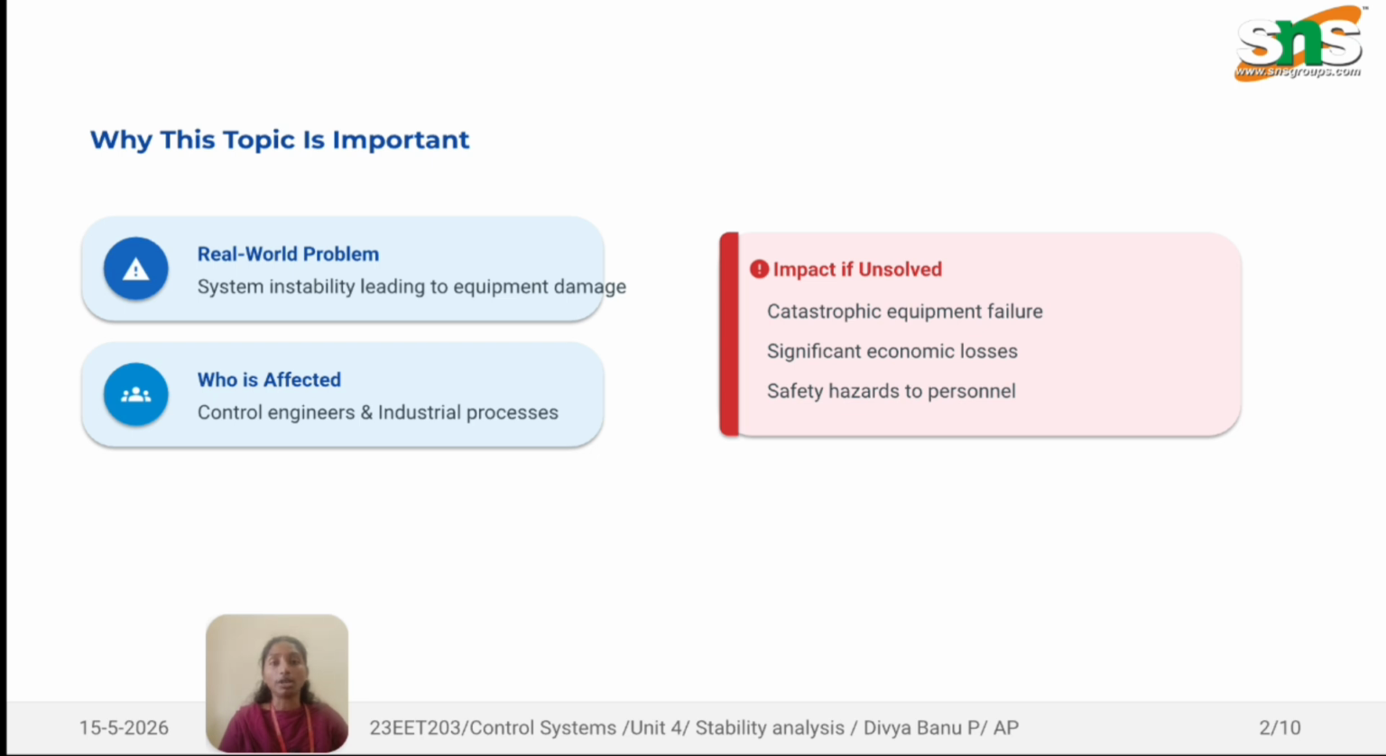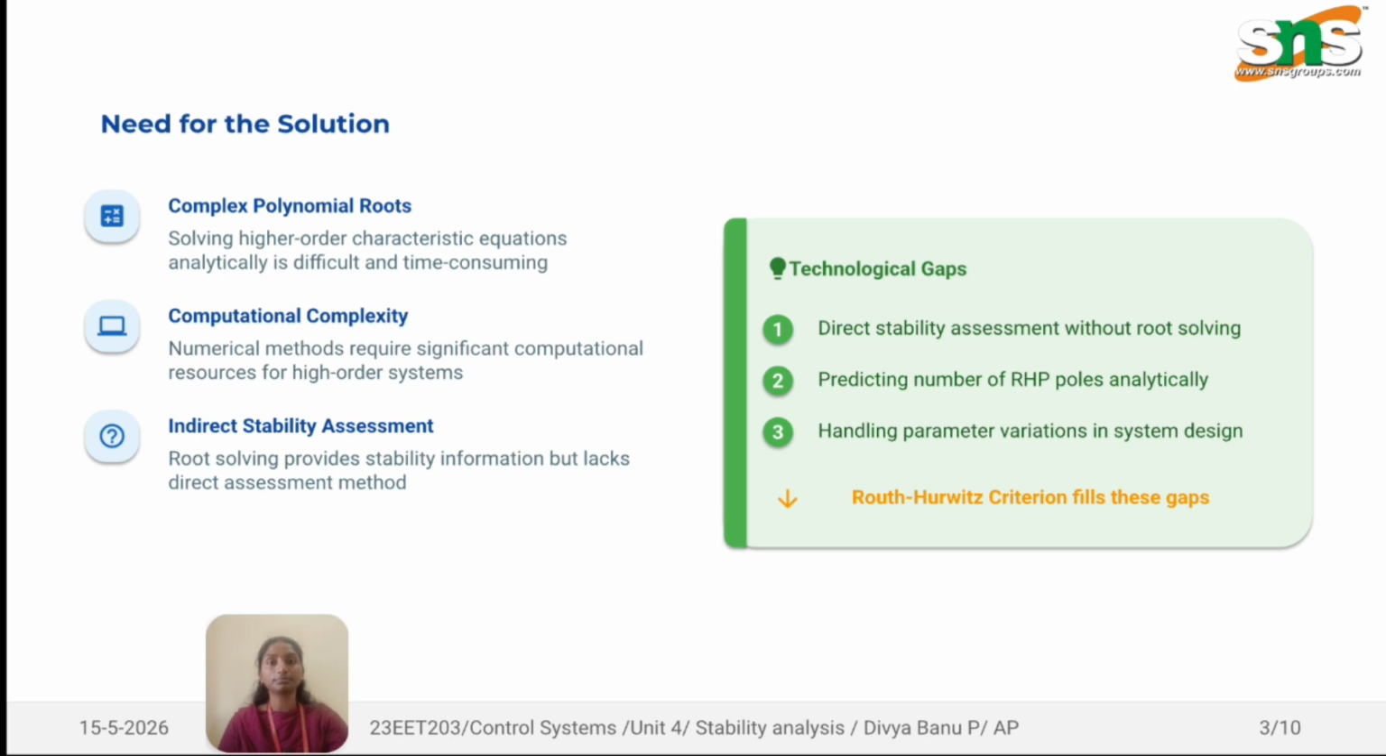And who all are affected? Mainly, control systems are used in industries. So if stability is not maintained, then control engineers and industrial processes get affected. What is the impact if it is unsolved? Equipment failure, significant economic losses and safety hazards to personnel. These are the main important things that we have to consider before going into this topic.